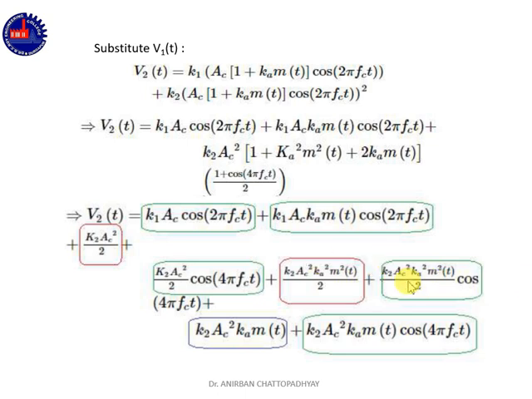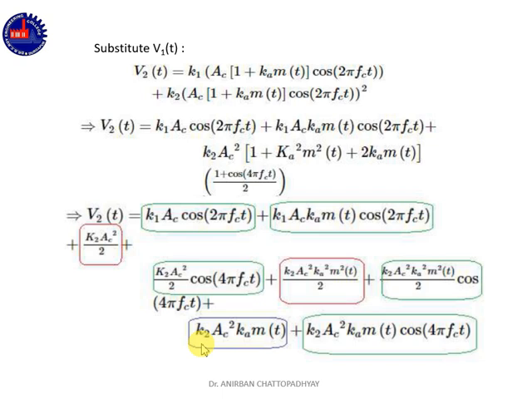Now come to the next term. It is again the square of the message signal, and it is also multiplied with cos 4 pi FCT. So definitely the frequency components, after simplifying this signal, will be much greater compared to FM. So this signal will be blocked.